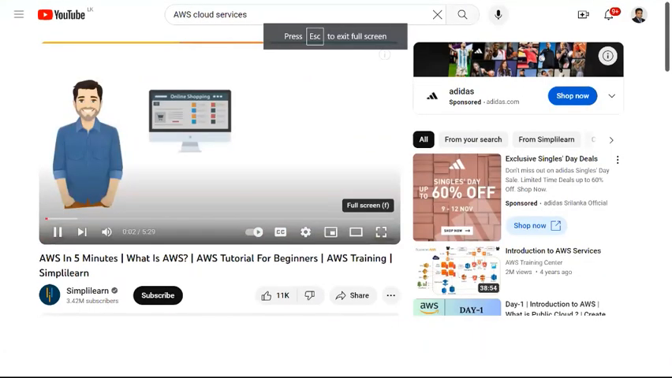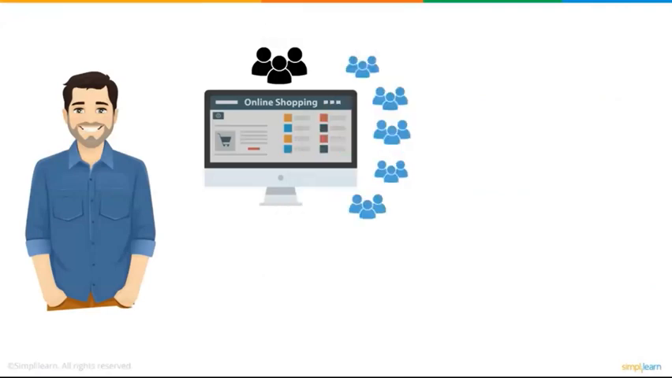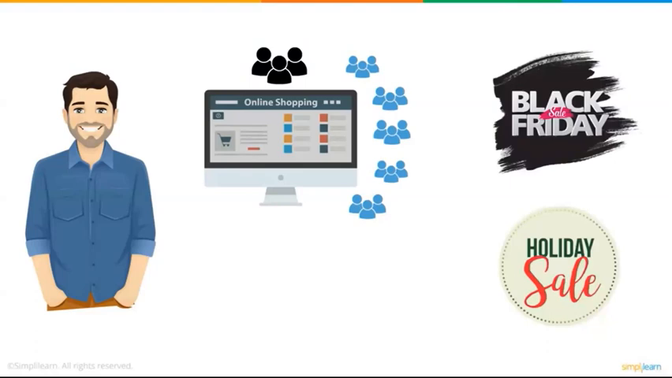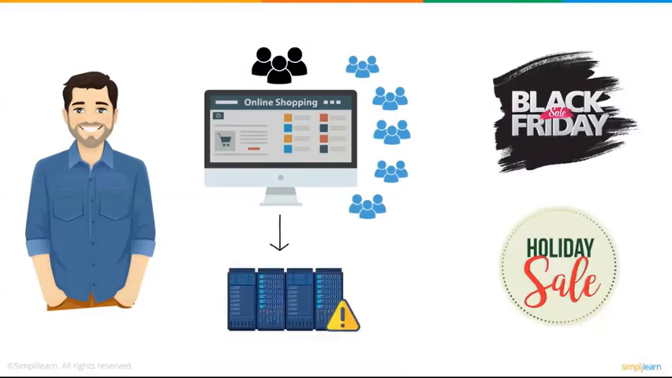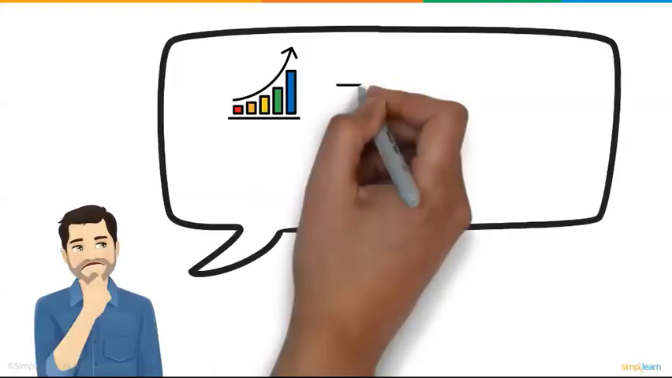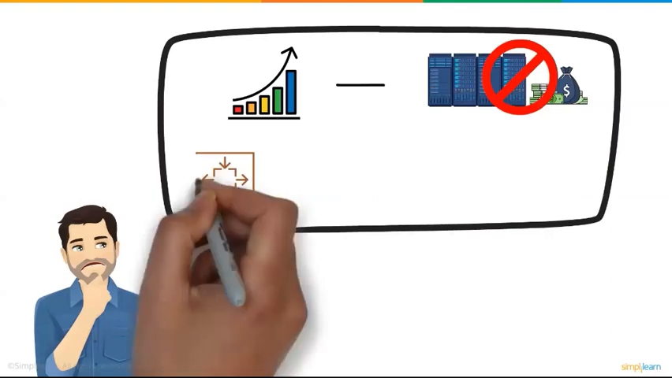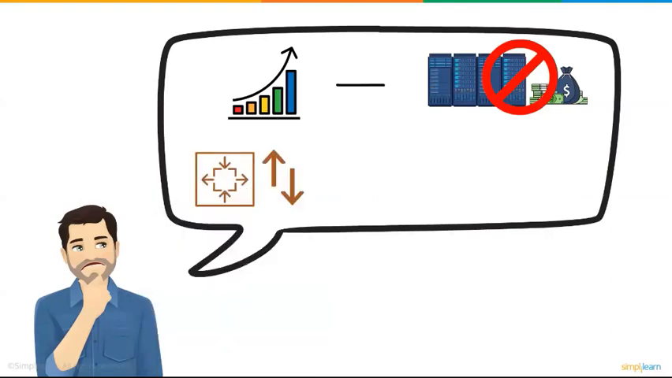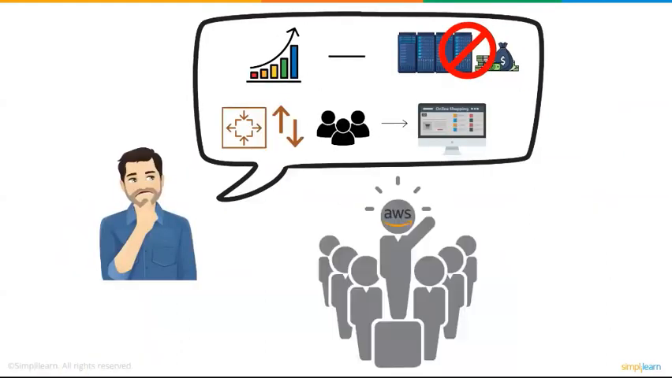Meet Rob. He runs an online shopping portal. The portal started with a modest number of users, but has recently been seeing a surge in the number of visitors. On Black Friday and other holidays, the portal saw so many visitors that the servers were unable to handle the traffic and crashed. Is there a way to improve performance without having to invest in a new server? Wondered Rob. A way to upscale or downscale capacity, depending on the number of users visiting the website at any given point? Well, there is.